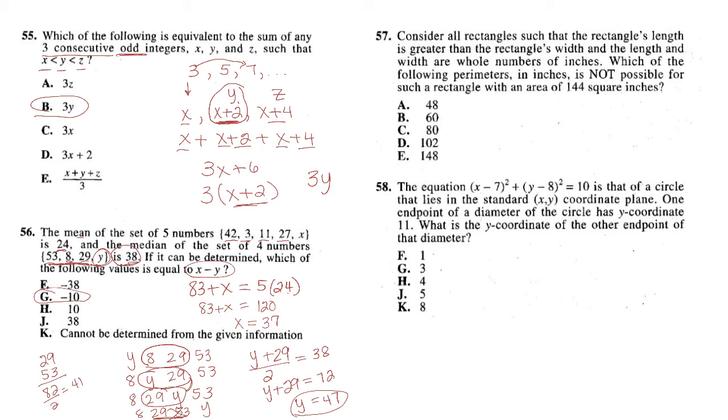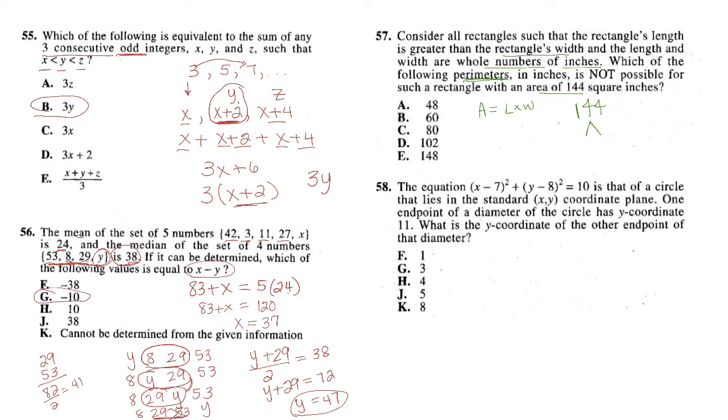Okay, with 57, we need to consider all rectangles such that the rectangle's length is greater than the width, and the length and width are whole numbers of inches. Which of the following perimeters in inches is not possible for a rectangle with an area of 144? So we need to keep in mind that area is length times width. And so really I'm just looking at the factors of 144.